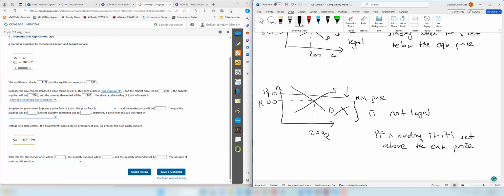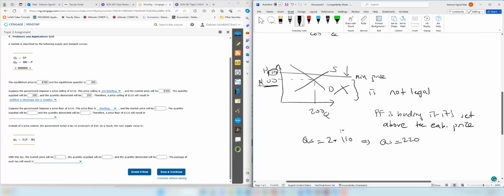And let's see what is going to be the result. Let's choose first binding here. And we need to calculate new quantity supplied. So the price is going to be 110. As you see, it's no longer 100. So 2 times 110, quantity supplied is equal to 220. Let's find out what is quantity demanded. Quantity demanded is equal to 300 minus 110. In that case, quantity demanded is going to be 190.